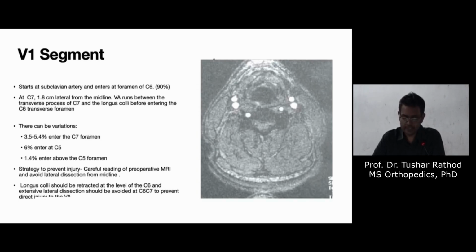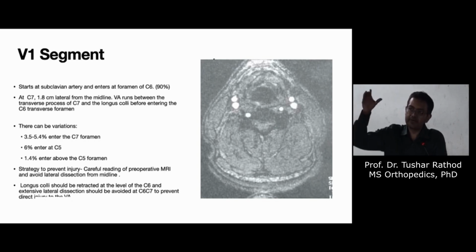We all know that the first segment starts at the origin from the subclavian artery, and it enters into the C6 foramen in 90% of patients. In 10% it may not be the C6 foramen. The vertebral artery may enter into the C5 foramen, which is the commonest, and the second is C7. So what does that have to do with us?